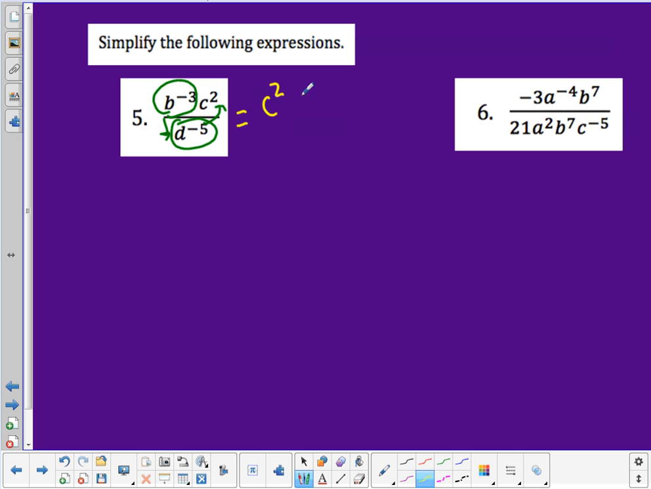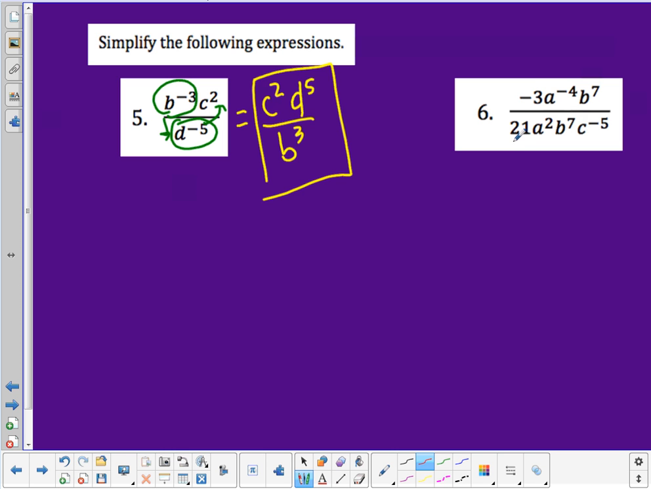D to the negative fifth is now d to the positive fifth on the top, and b to the negative third is now b to the positive third on the bottom. I see c, d, b, nothing is there twice, there's no fraction to reduce, there's no parentheses. So now I'm good. In number 6, I notice this fraction out front.